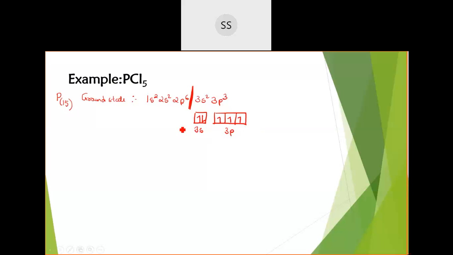Now tell me, will this be enough for us to explain PCl5? Will the ground state be enough to explain PCl5 bonding? Is it possible for us to explain it only with this? No, right? Not possible. Everyone agrees? Why is it not possible? Because the number of unpaired electrons in this case is 3. If there are only 3 unpaired electrons, you could explain PCl3 directly with the ground state, but for PCl5 it is not possible.